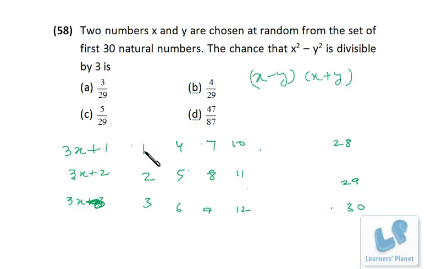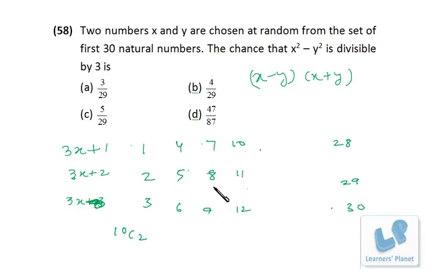You can see that the difference between 4 and 1 is 3, 1 and 7 is 6, 4 and 10 is 6, 7 and 28 is 21. So the difference of any two numbers from this sequence will be divisible by 3. So we can choose any two numbers from this sequence, and their difference will definitely be divisible by 3. So I just write 10C2 for the sequence.